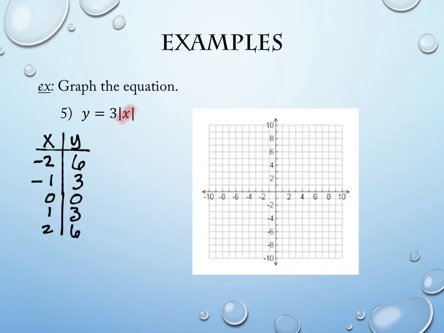So notice the pattern here. I went 6, 3, 0, 3, 6, right? There's a pattern that comes about because there's symmetry involved in these particular choices. So over here on my graph, I've got -2, 6, that's here. I've got -1, 3, that's here. I've got 0, 0. I've got 1, 3, and I've got 2, 6.